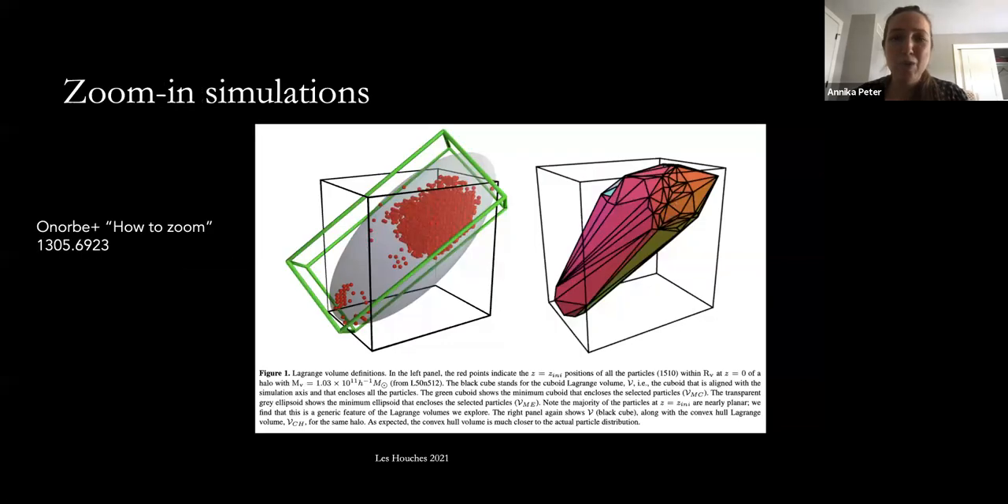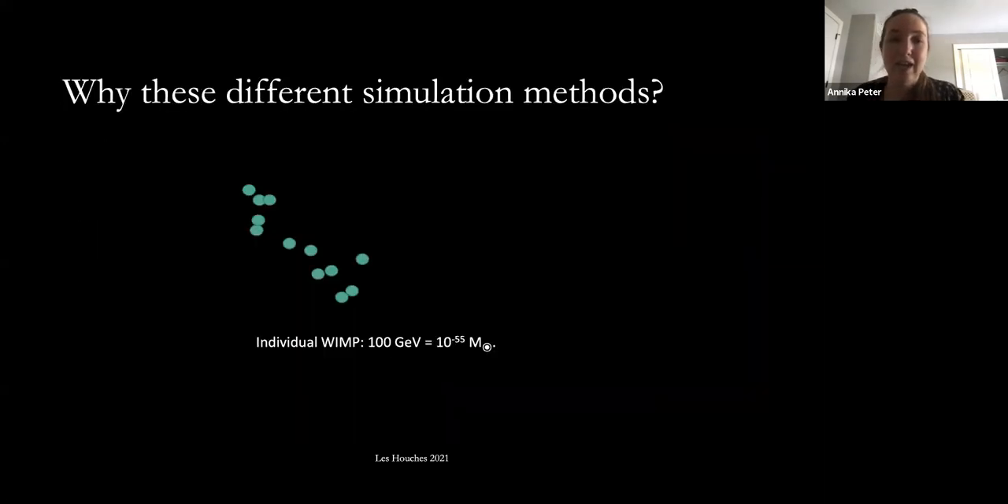Okay, so why am I talking about big boxes and zoom-in simulations? Fundamentally, if I have a dark matter particle of say 100 GeV, and I have a big patch of universe versus a small patch of universe that I care about, why am I talking about resolution? And what does that mean? This is what I mean by resolution.